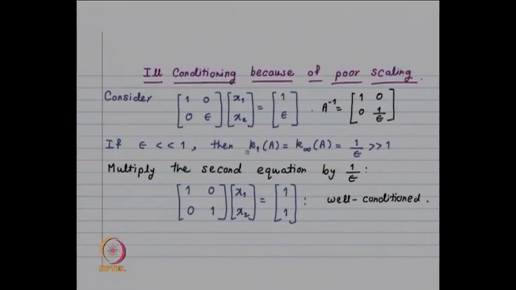Now, in this equation, if I multiply the second equation by 1 upon epsilon, then what I get is the system [1 0; 0 1] [x1; x2] equal to [1; 1]. This is the well conditioned system. In fact, the condition number is going to be equal to 1, the best possible condition number. So, see, there is a difference between multiplying the coefficient matrix by alpha and also right hand side by alpha, and multiplying only one of the rows by alpha.